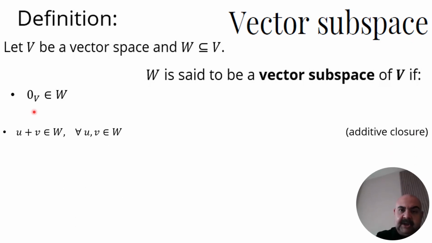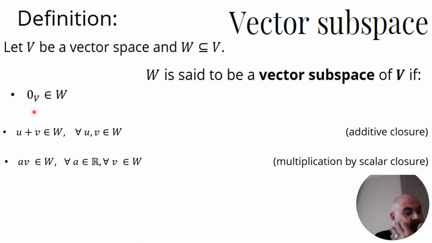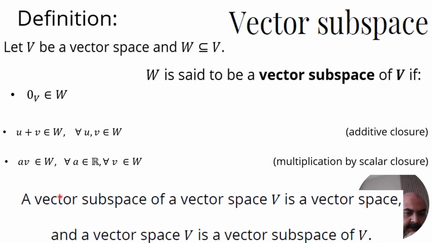Number two, the addition closure. If you take u and v and add them together, the result will also belong to the set of vectors. Number three, the multiplication by a number. If you have a scalar value and multiply it by a vector, the result will also be a vector that belongs to the vector space. So it's really very simple. Let V be a vector space and W a subset of V. W is said to be a vector subspace of V if those conditions hold.